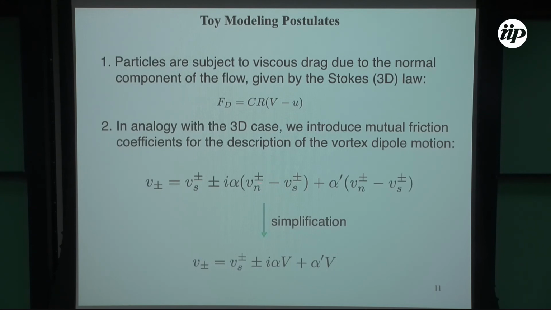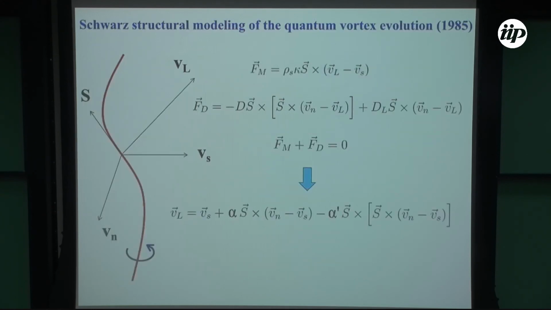Another postulate is that we want to bring into the two-dimensional discussion the Schwarz description of vortex evolution. So this is what you get when you just adapt the three-dimensional Schwarz description. You have a Magnus force. The red curve here is the vortex filament. S is the tangent vector to the vortex filament. VL is the velocity of this point here, the vortex filament. VS is the superfluid velocity, the external superfluid velocity, and Vn is the normal velocity.